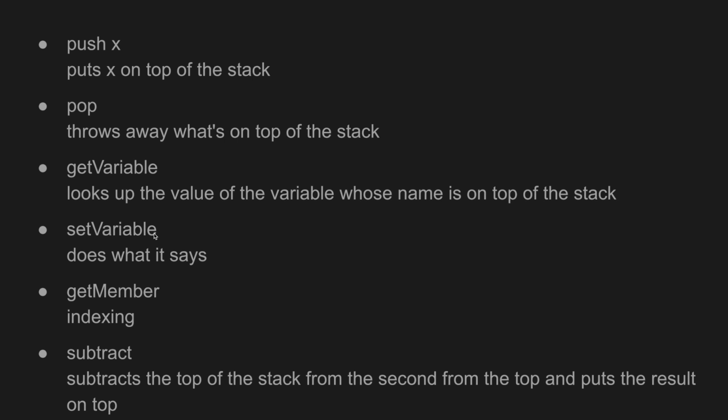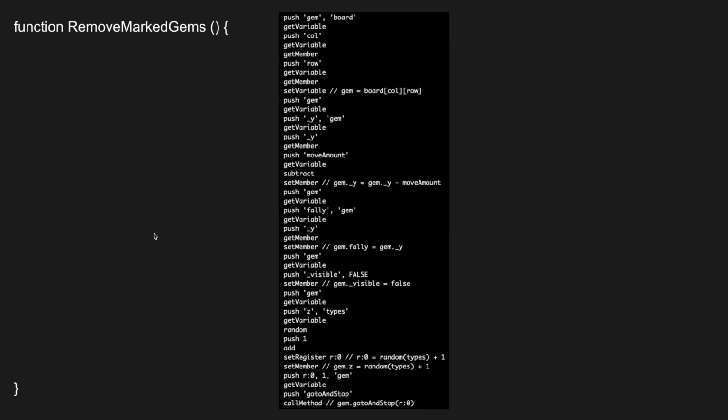So I just looked at the code and reverse engineered it. Here you can see there's some assembly language. I'm not going to go over this, but I added some comments with what it does. Anyway, I found this snippet of code in a function called remove marked gems, and what it does is it moves down the gems that are falling, and it generates the new gems.